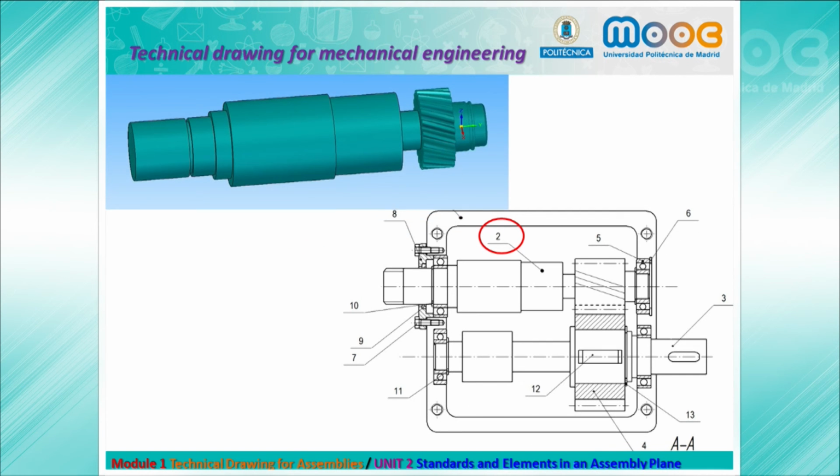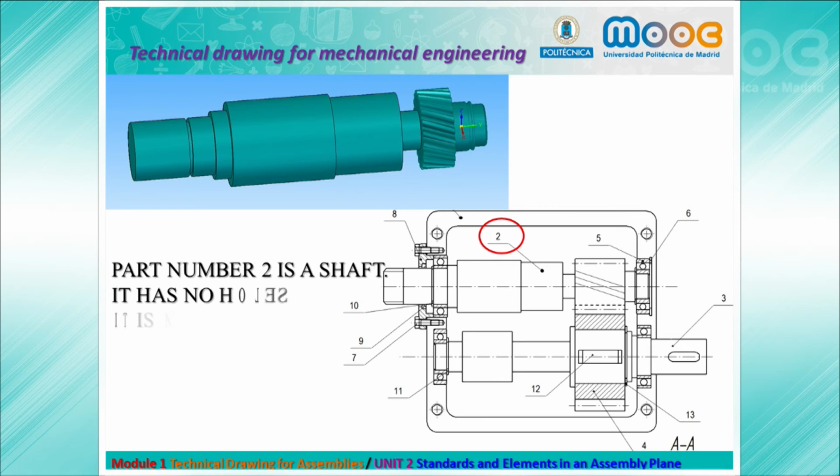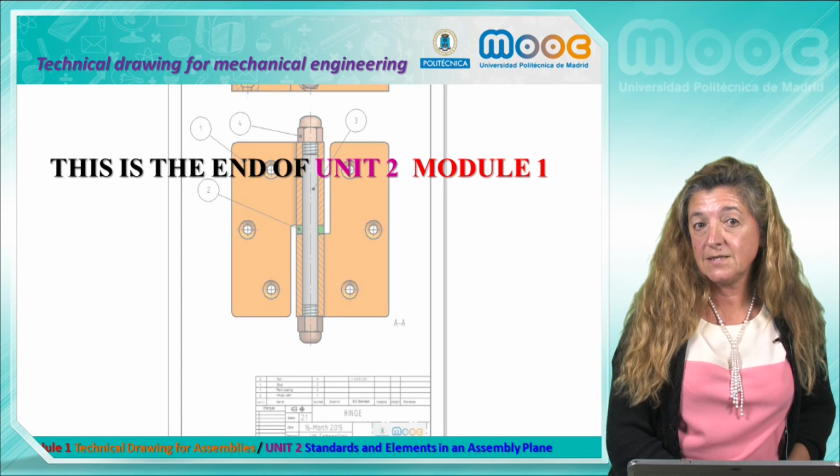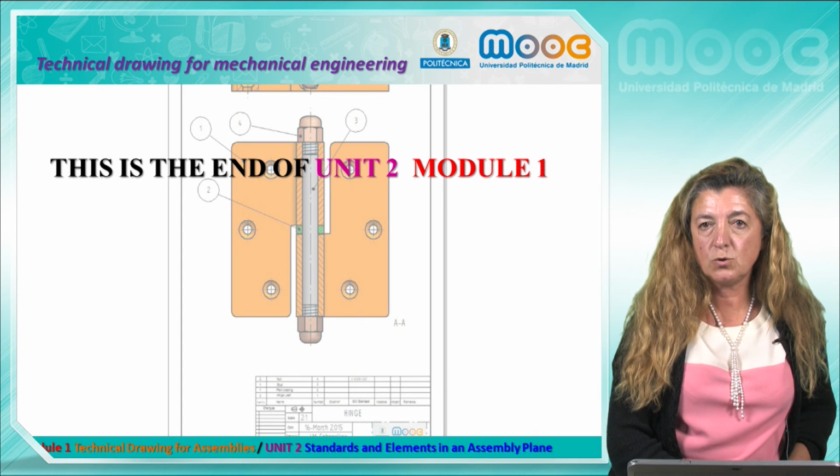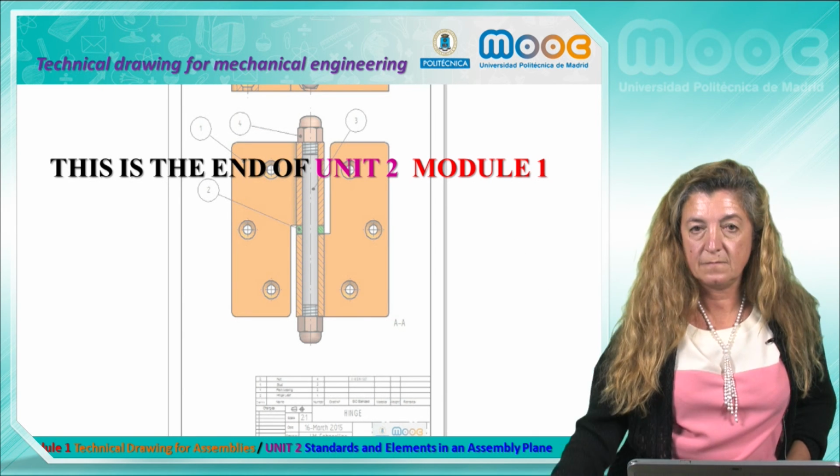Here we have a train gear, and as you can observe, shaft part number 2 has no holes, has no details inside. So we don't cut, we don't hatch the shaft. We draw it as if it wasn't cut by the cutting plane. This is the end of our Unit 2 in Module 1.